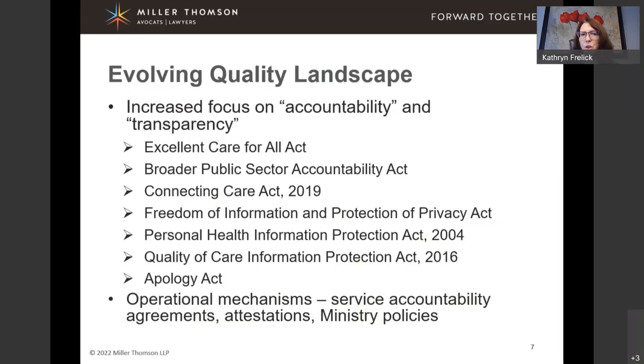So back to the increased focus on accountability and transparency. Over the last number of years, there have been a number of different pieces of legislation which have promoted those concepts. The Excellent Care for All Act, the Broader Public Sector Accountability Act, Connecting Care Act. We're going to focus on some of these in particular, including the Freedom of Information and Protection of Privacy Act, the Personal Health Information Protection Act, and the Quality of Care Information Protection Act.